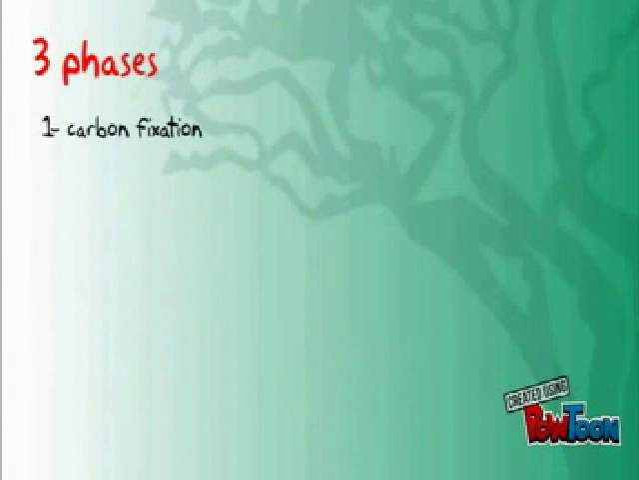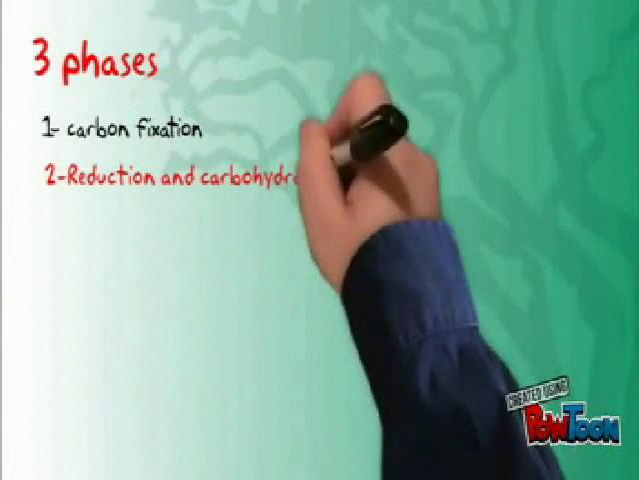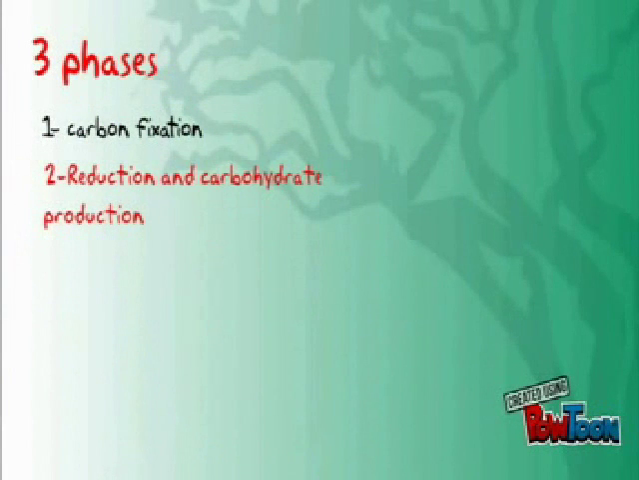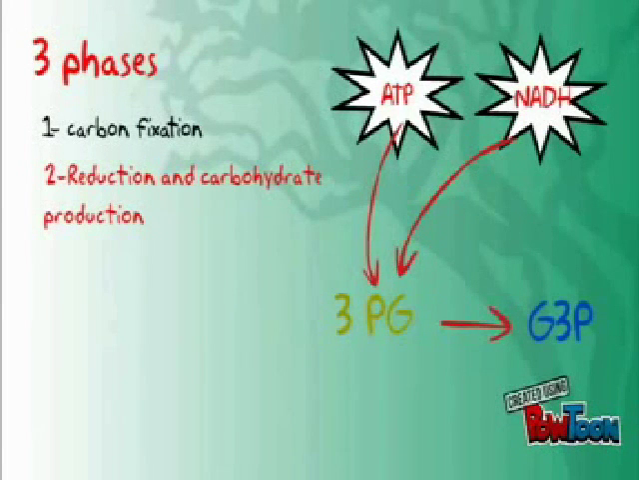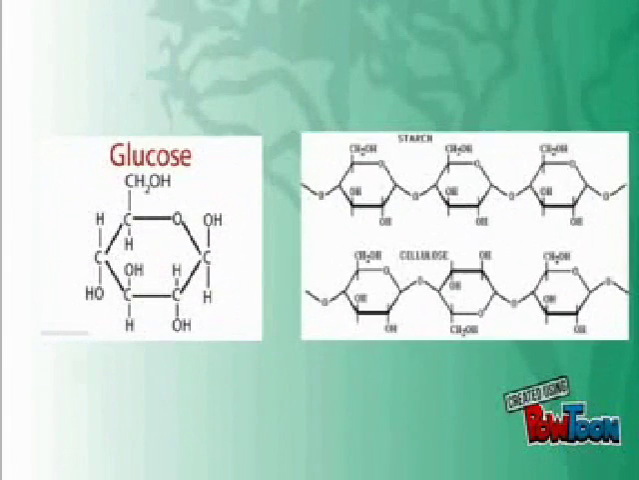Moving now to phase 2, which is the reduction and carbohydrate production. ATP and NADPH are used to convert 3-phosphoglycerate to G3P, a high-energy 3-carbon compound. G3P can be converted to any other carbohydrate by the plant, like glucose, cellulose, and starch.